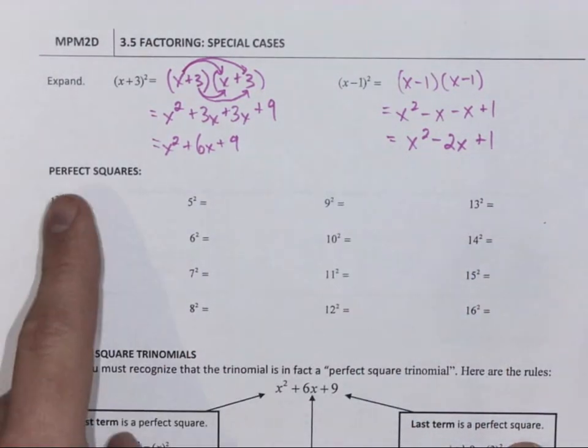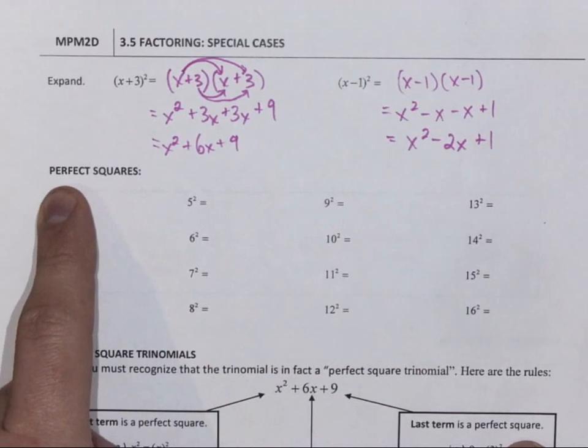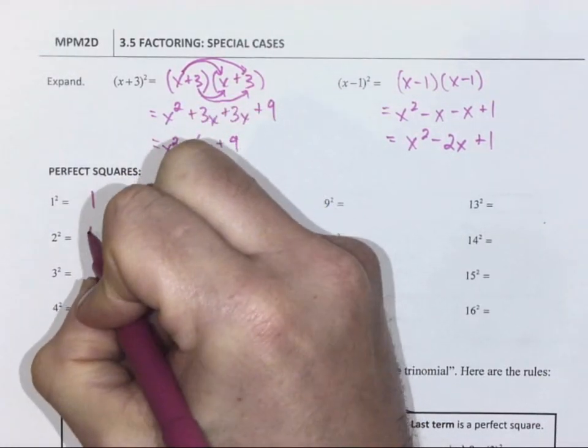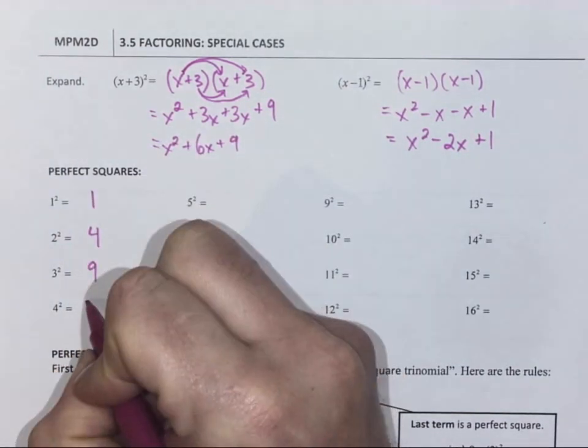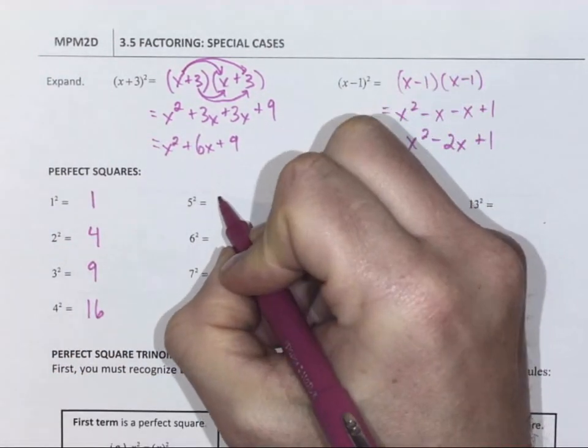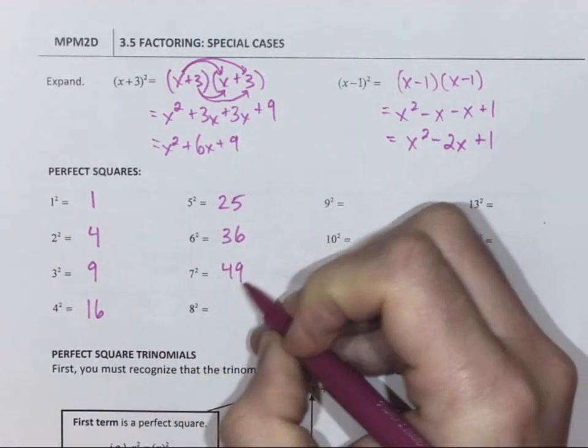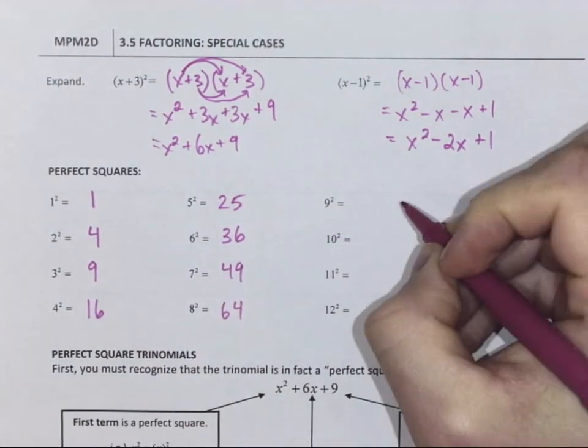To help us, we need to hopefully identify some of our perfect squares. 1 squared is 1, 2 squared is 4, 3 squared is 9, and so on. Take a second, fill in as many as you can, which hopefully is all of them.